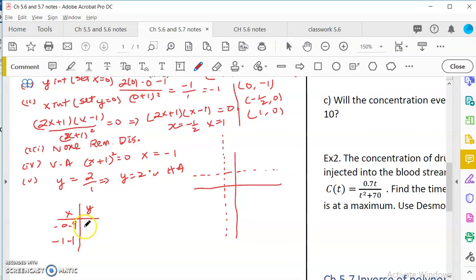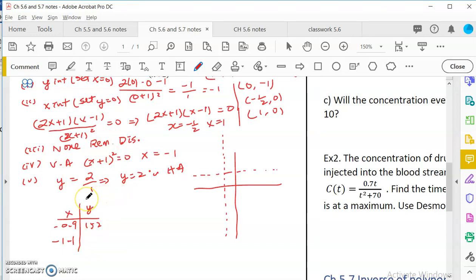So if it's negative 0.9, I have to plug in here, 2 times, oh, it's really difficult, 2 times negative 0.9 plus 1, and then times negative 0.9 minus 1, and then divided by x plus 1 squared, negative 0.9 plus 1 squared. I got 152. So I think the sign is more important. You know that if it is going to positive or negative infinity.